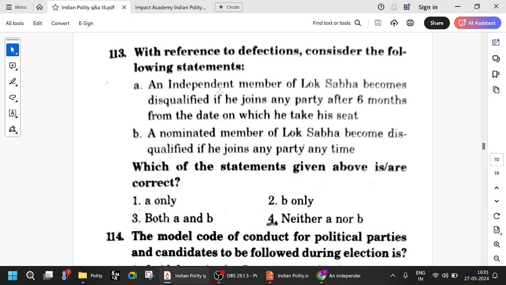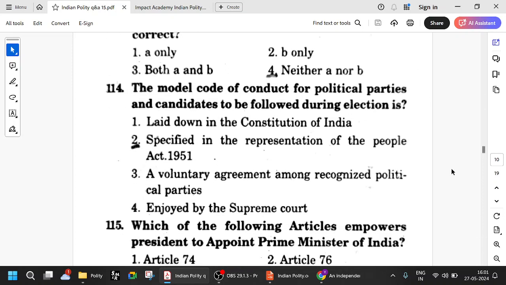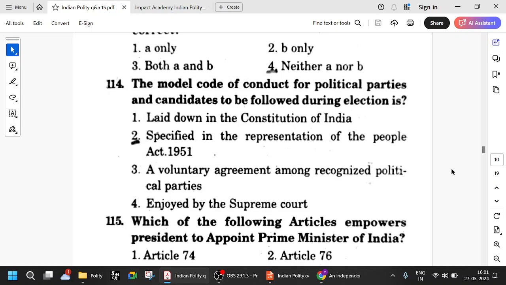So an independent member of the Lok Sabha becomes disqualified if he joins any party. That's it, doesn't matter 6 months or anything. A nominated member, on the other hand, becomes disqualified if he joins only after 6 months, not anytime. So remember. Okay, so neither A nor B. It's very important. Defection laws, anti-defection, 1985, 10th Schedule, all those things are very important.